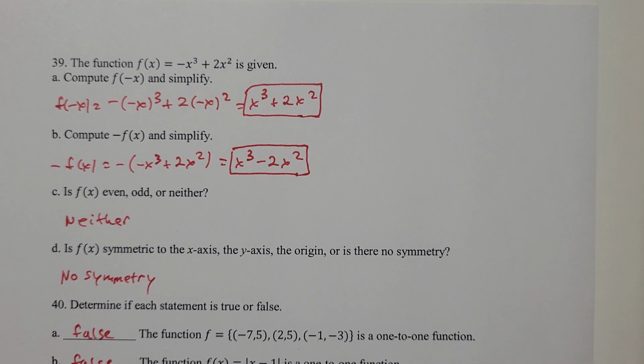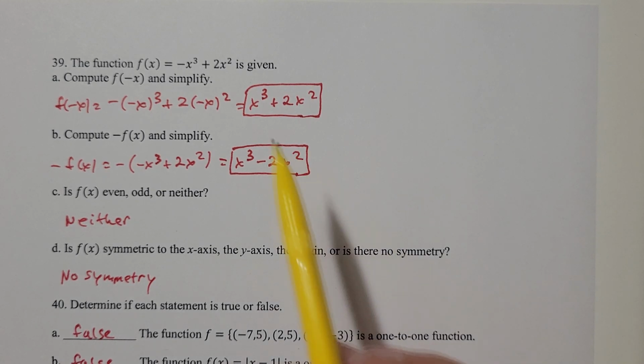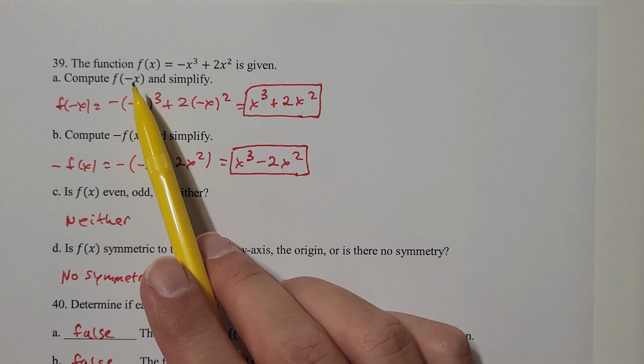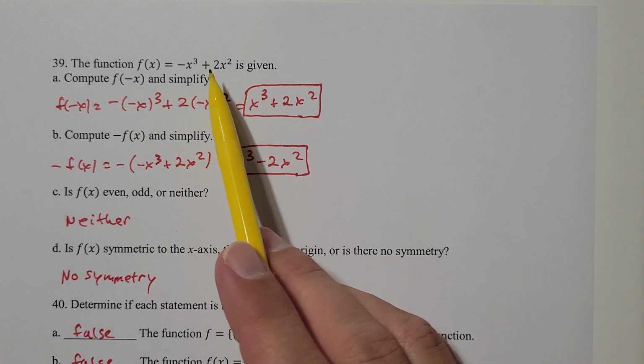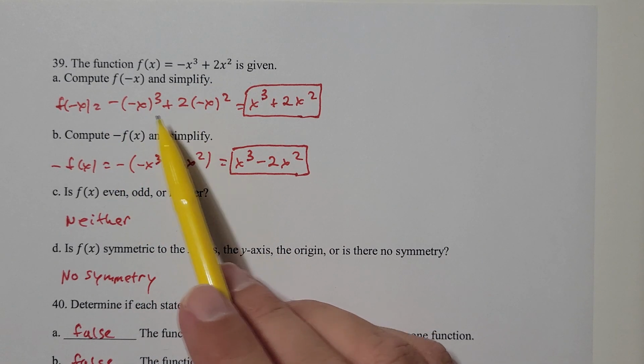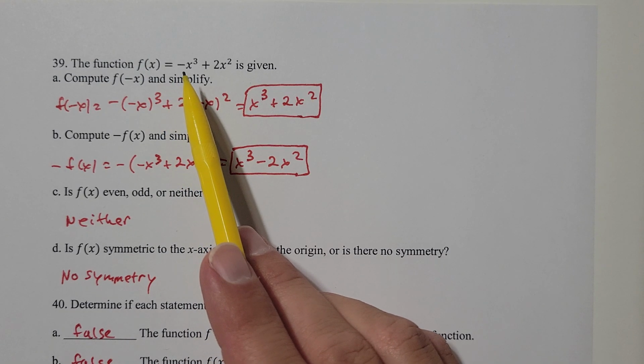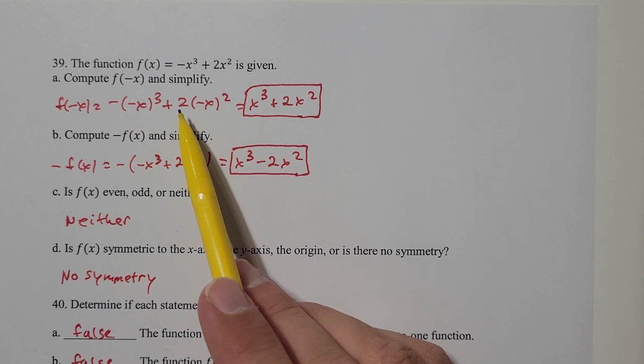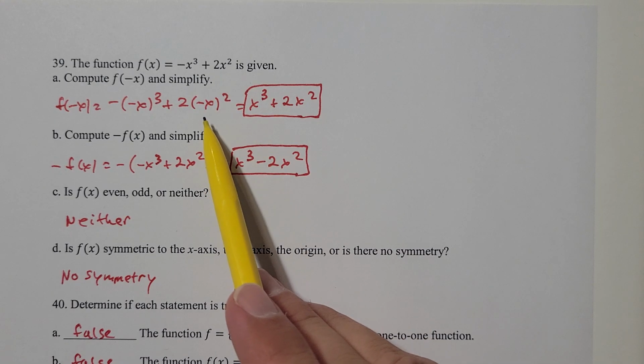Problem 39 is where I have a function and they want us to compute f of negative x and simplify that. We'll do that in part A, and then part B, we're going to compute negative f of x and then simplify that. Okay, so f of negative x means that wherever I see an x in f, there's a couple of x's shown there, I'll need to replace those with negative x. Okay, so I got negative x cubed plus 2 times negative x squared.